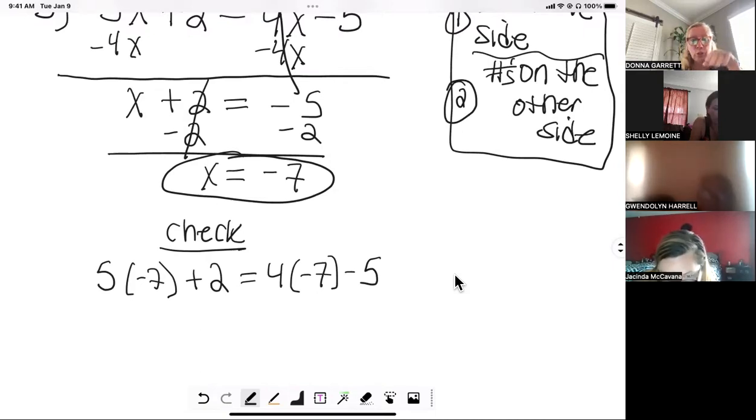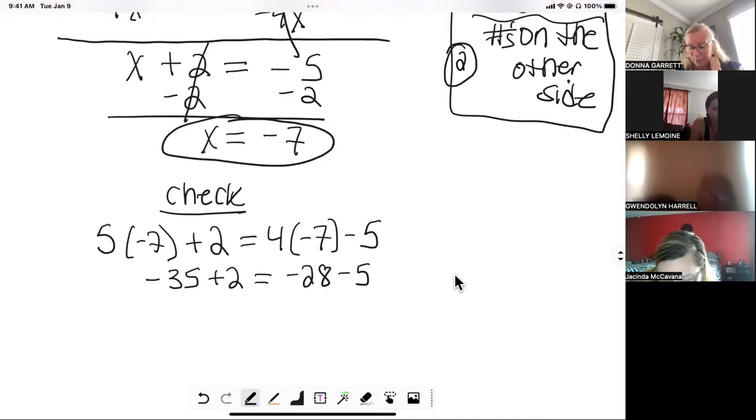So we'll just do a little bit at a time. So 5 times negative 7 is negative 35 plus 2. Don't do the multiplying first. 4 times negative 7 is negative 28 minus 5. And now I'm going to do my adding and subtracting.